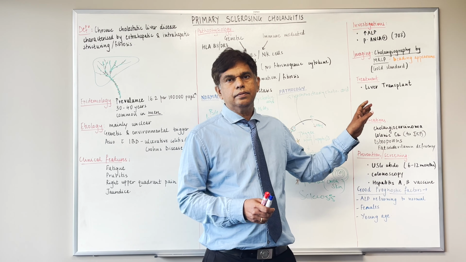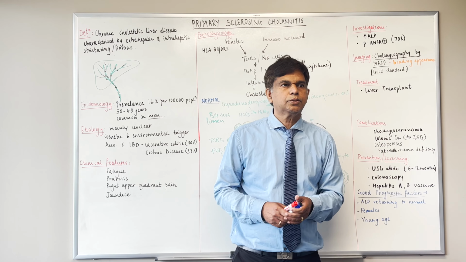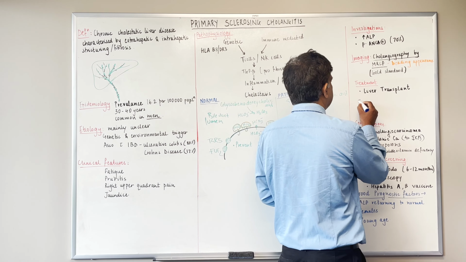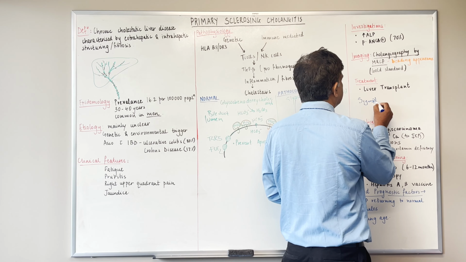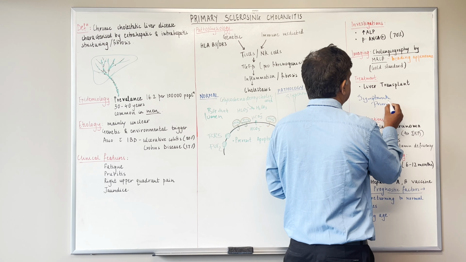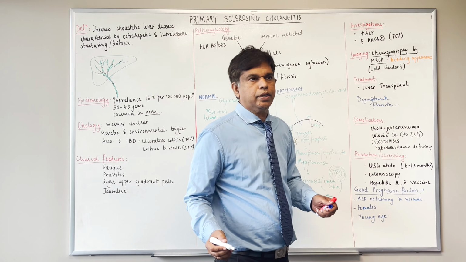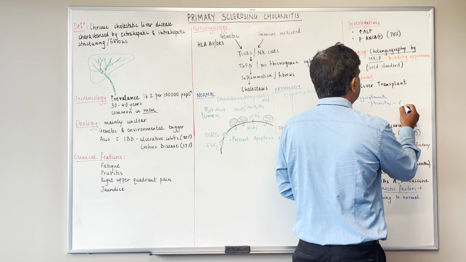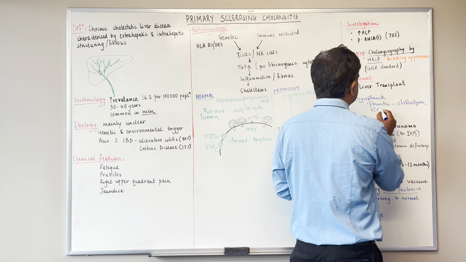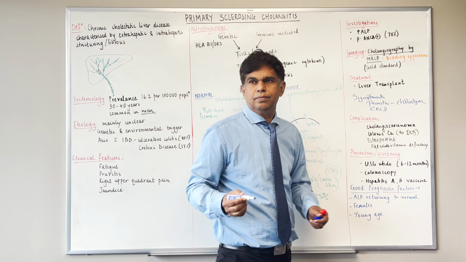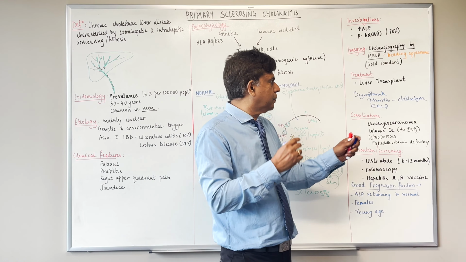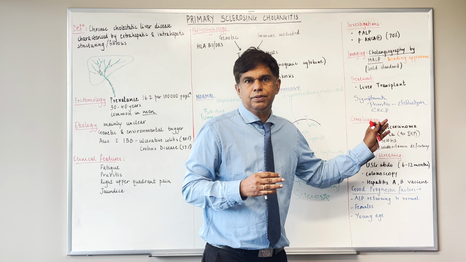And then how do you treat it? What is the main treatment? Liver transplant, okay? So what other symptomatic treatment can we do? Let's say the patient has pruritus. What do we use? Cholestyramine, right? There's a role for cholestyramine. Okay, and then there is a role for ERCP, but only for symptom relief. It doesn't actually treat or cure the disease. So remember that it's all symptomatic treatment.